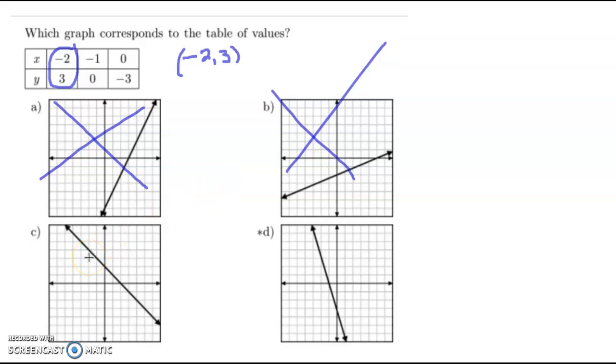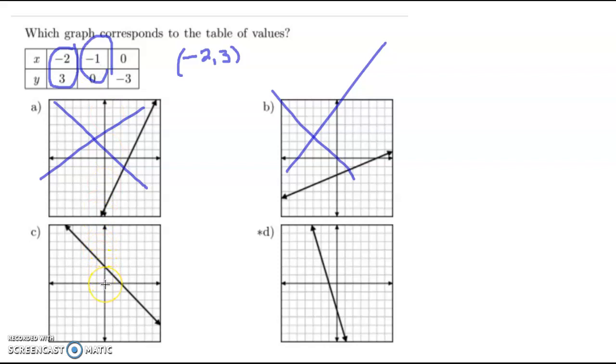Let's check out C. I start at the origin, (0, 0). I go -2. Now I go +3, 1, 2, 3. Now that to me looks like it's just below the line, but it could just be off a little bit. So what I'm going to do is try the second point, (-1, 0).